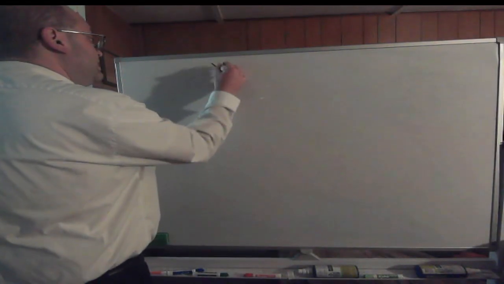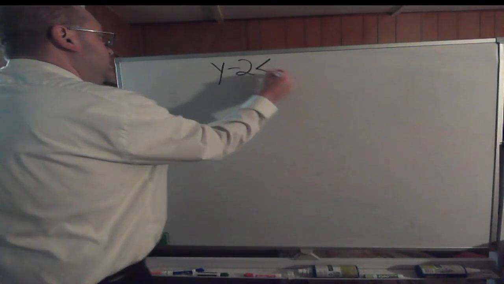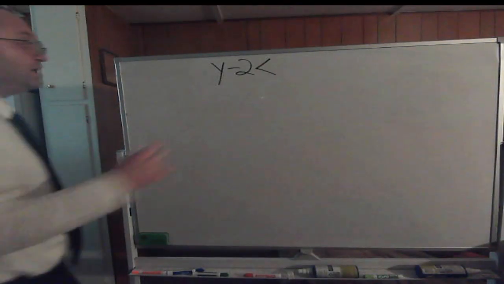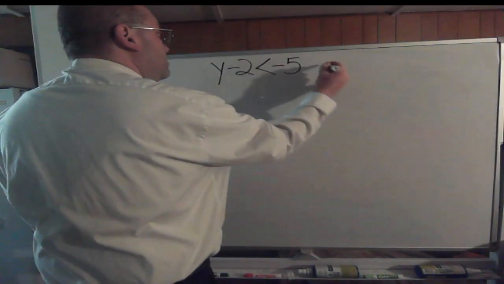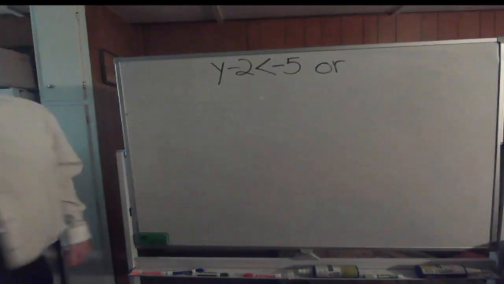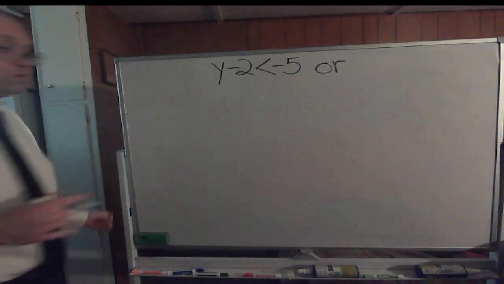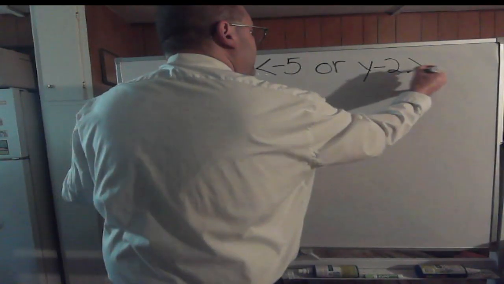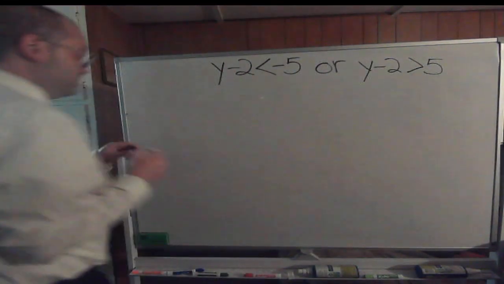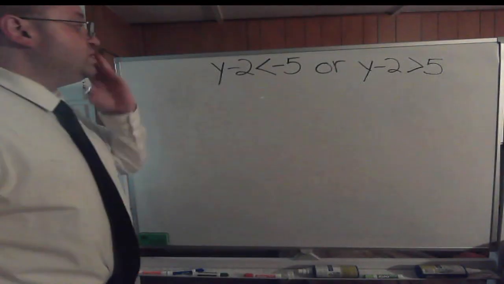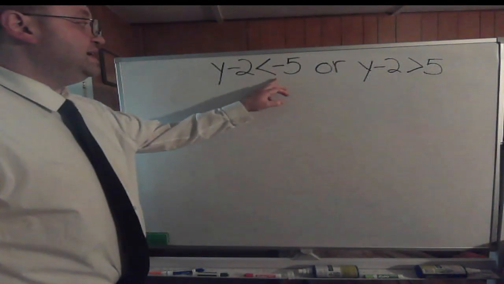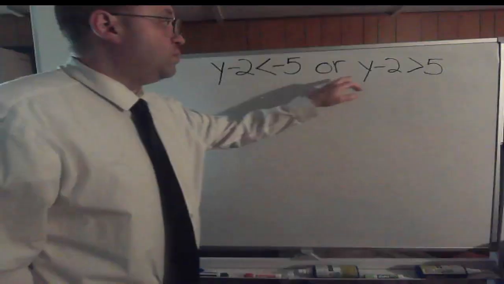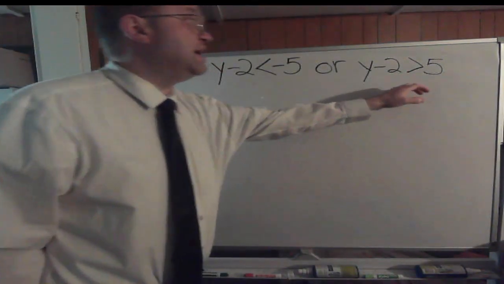So, we have y minus 2 is less than negative 5 or y minus 2 is greater than positive 5. So this is a disjoint set because you have y minus 2 is less than negative 5 or y minus 2 is greater than 5.